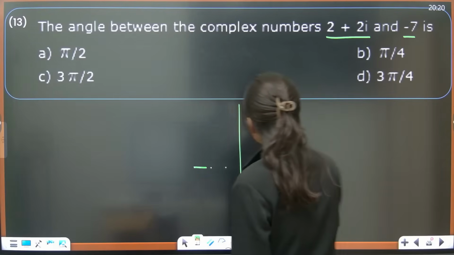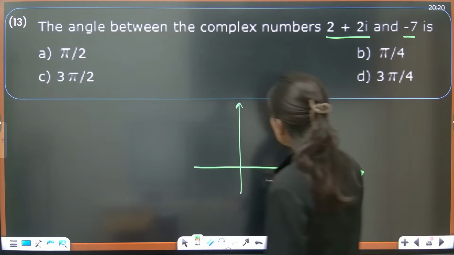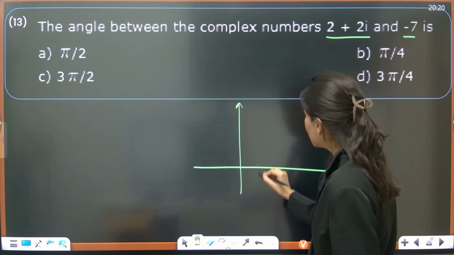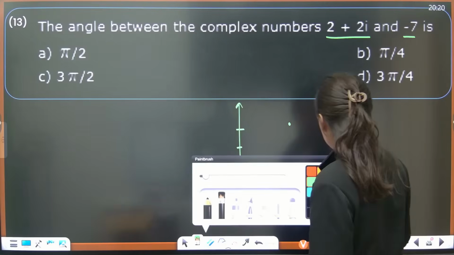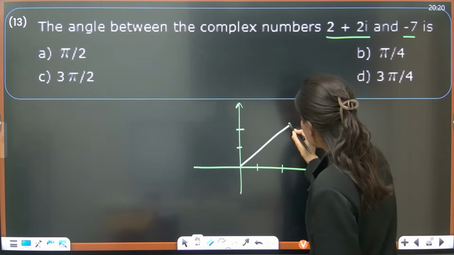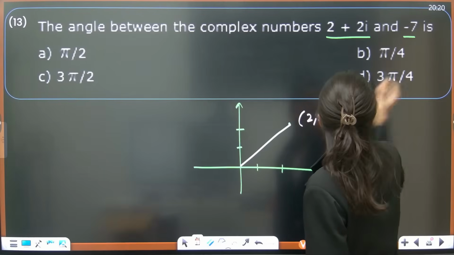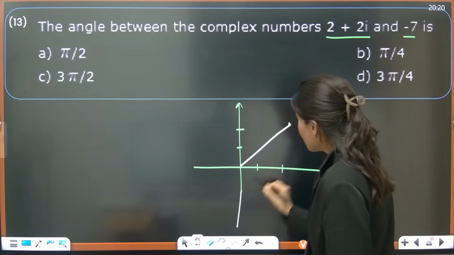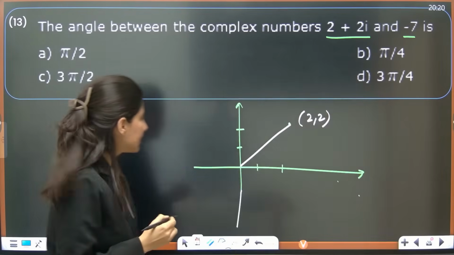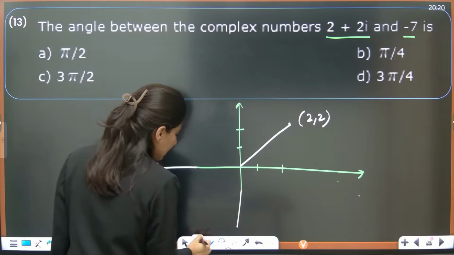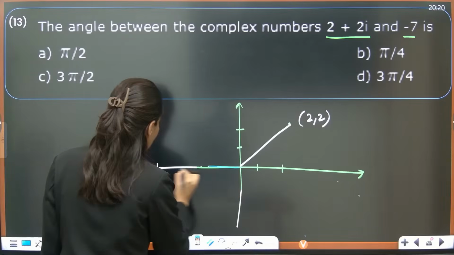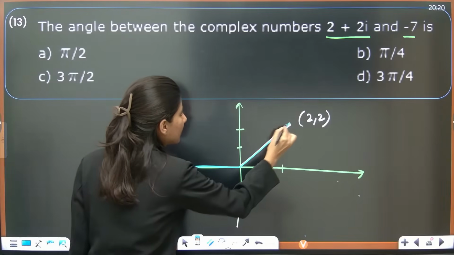Angle between complex numbers. Now 2 plus 2 iota. So understand 2, 2, 1, 2, 1, 2. Okay, so this is 2 plus 2 iota. So your complex number is this, 2 comma 2. Another number is minus 7. So minus 7 is lying on the minus x axis. Can you see? This is your minus 7. So this is one vector, this is another vector.